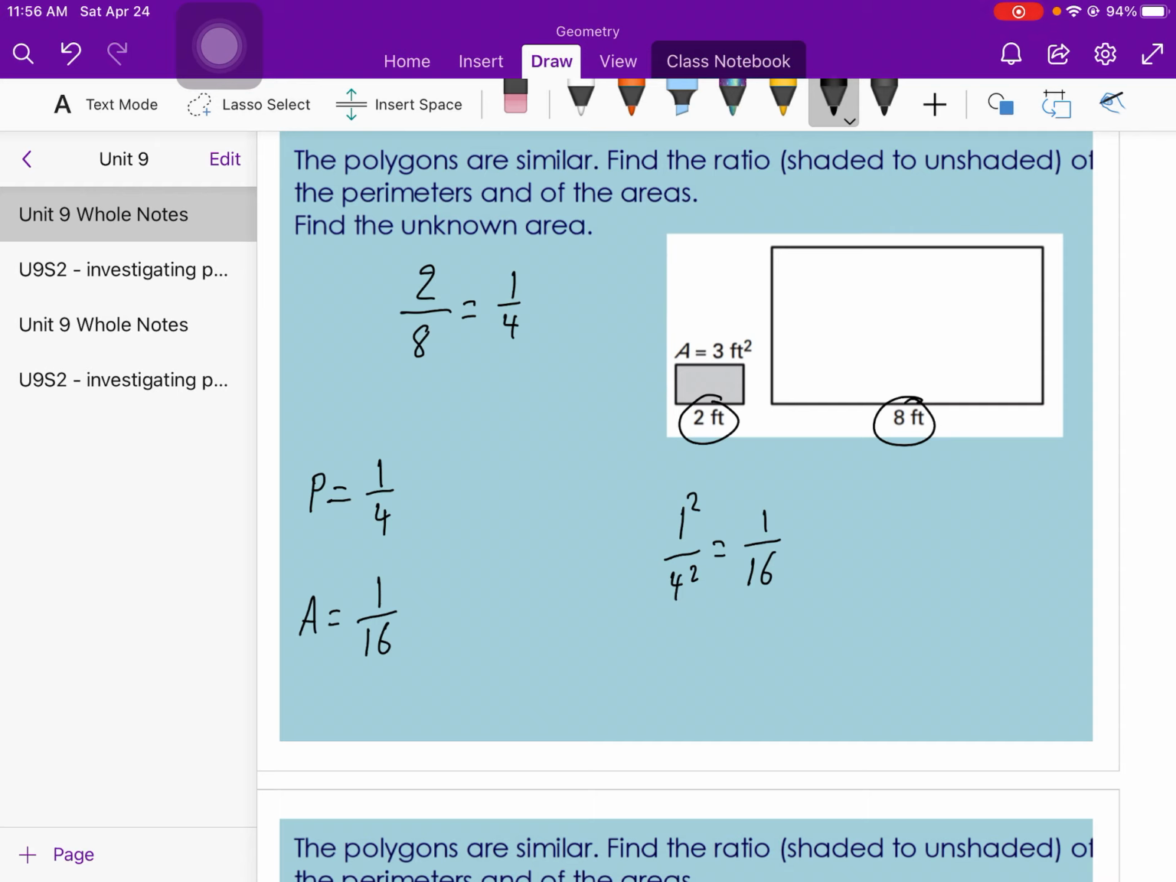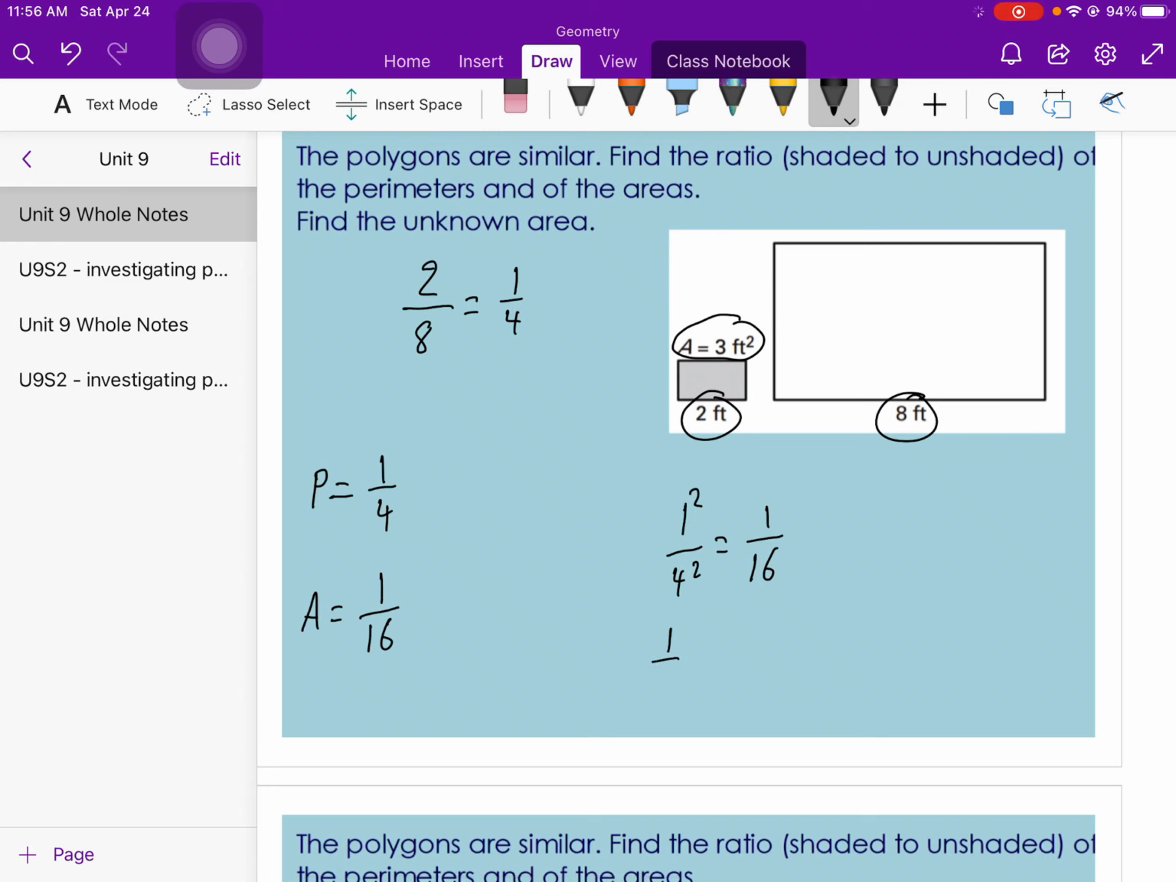And now we want to find the unknown area. So with this, we want to compare. We already know that the area of the small figure is 3 feet squared. So we could set up a proportion. So it's going to be 1 to 16, since we're comparing the areas, is equal to 3, the area that corresponds to the small figure, and then if we don't know what that is, we can just call it x, just like when we were setting up proportions before. So it's going to be cross multiplication because we want to solve. So 1 times x is just going to be x equals, and then 3 times 16 would be 48. So the area of the bigger figure would be 48 feet squared.